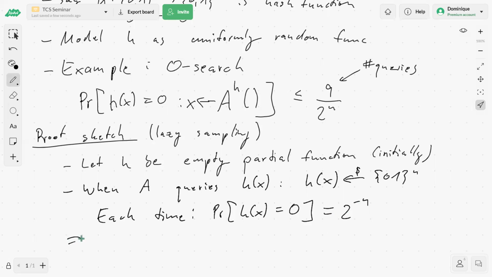This means that overall, the probability that there exists a value x such that h of x is 0 is at most the number of queries times the probability that in one of these queries 0 will be chosen. So this bounds the probability of getting a 0 when interacting with a random oracle, which concludes the proof sketch.